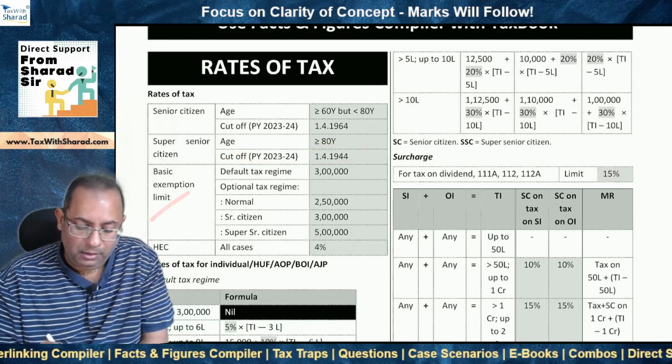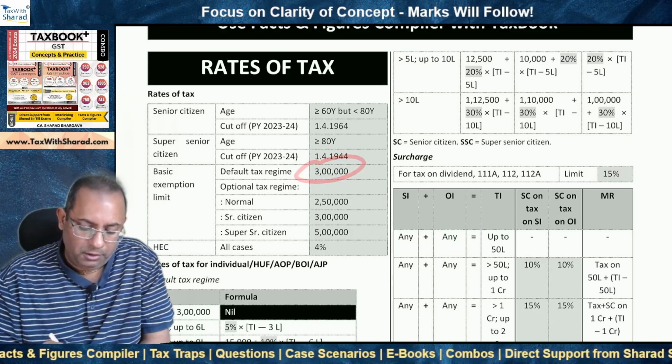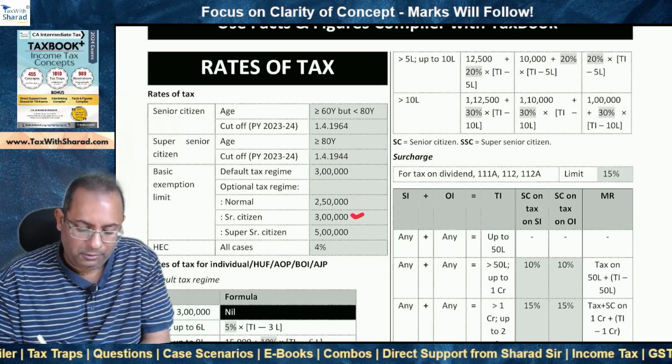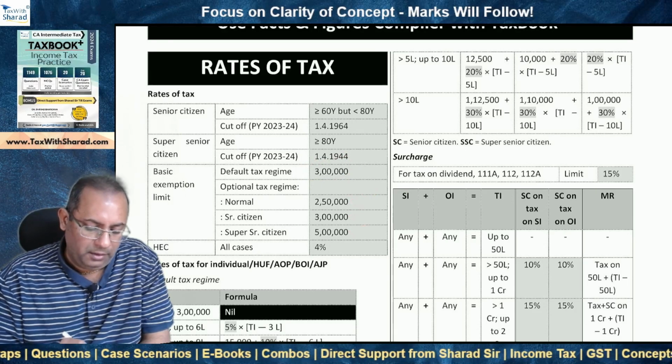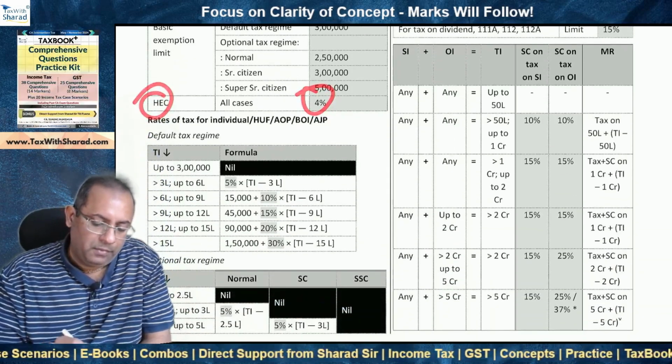What is the basic exemption limit for the default tax regime? It is 3 lakh. For the optional tax regime, for a normal case, it is 2,50,000. Senior citizen 3 lakh, super senior citizen 5 lakh, and health and education cess in all the cases is 4%.